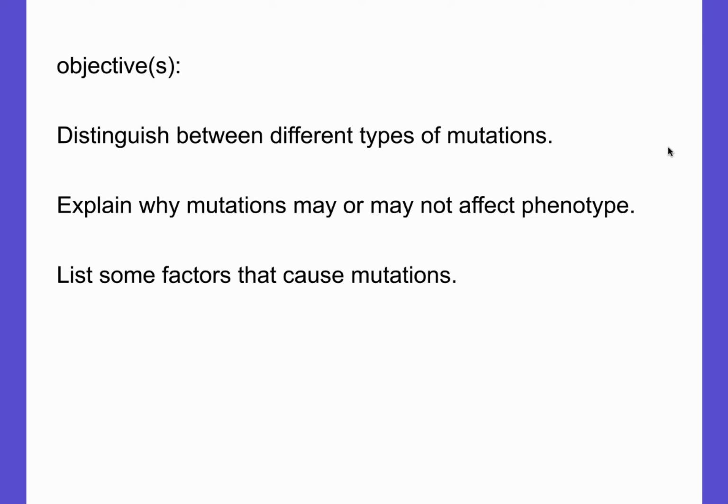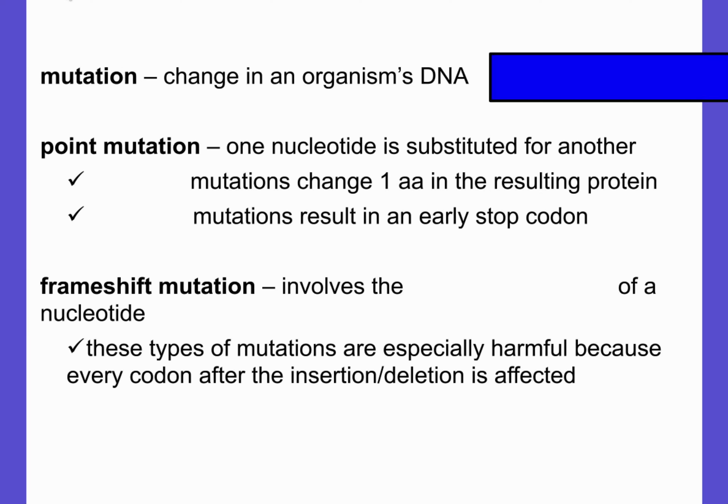All right, so this video is for section 7 of chapter 8 in biology. So we're going to talk about different types of mutations. Your objectives: we've got to distinguish between those different types, explain why mutations may or may not affect a phenotype, and list some factors that can cause mutations. So first off, obviously a mutation is a change in an organism's DNA.